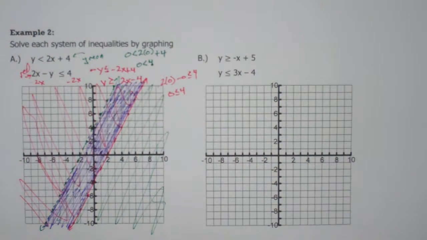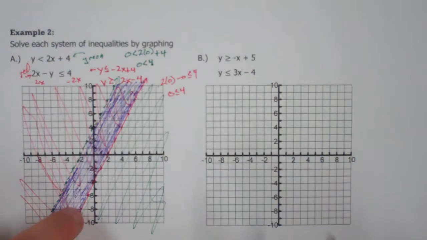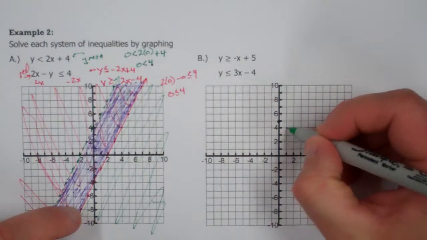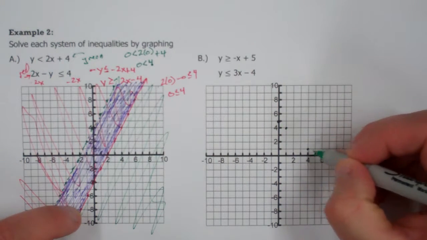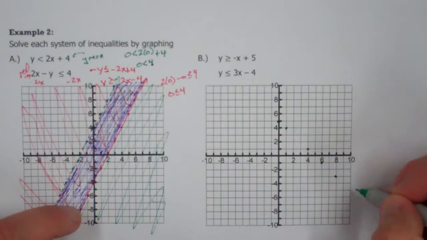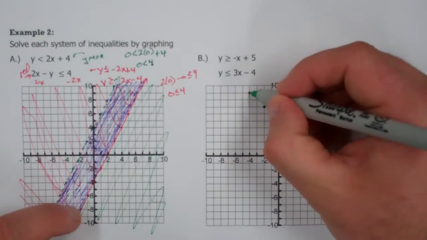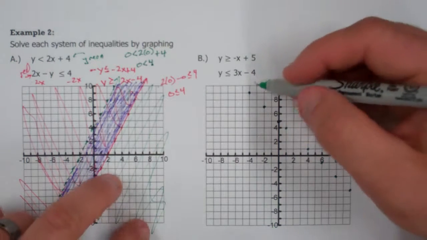If we begin the next one, we'll keep with the same color system here. We'll do the first one in green. So that's a y-intercept of 5. The slope is negative 1, so I'm just going to plot that real quick. I hope that you know how to graph a line that's in slope-intercept form. If not, you might want to go back and review that a little bit.